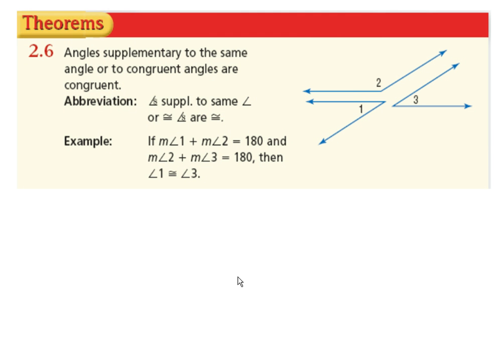Theorem 2.6, angles supplementary to the same angle or to congruent angles are congruent. The abbreviation for this is right here. Notice the symbols. Angles supplementary to the same angle or congruent angles are congruent. So in the picture here, we were pointing out the measure of angle 1 plus the measure of angle 2 is 180. We established that 1 and 2 are supplementary. And then we say angle 2 and 3 are supplementary. Looking at 2 and 3, those two are supplementary. We can see that from the picture right there. Okay, let's go back there.